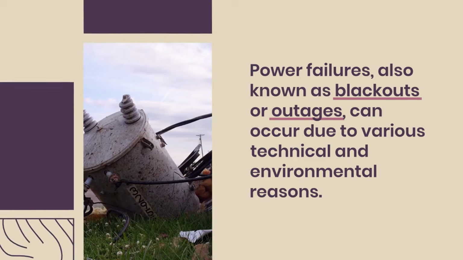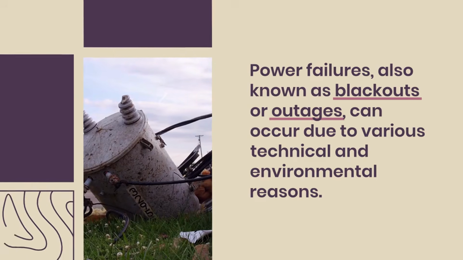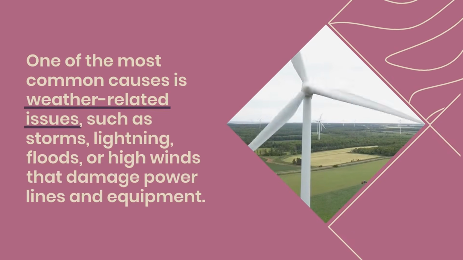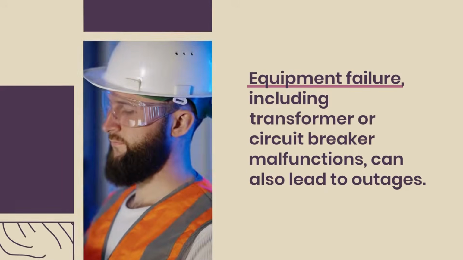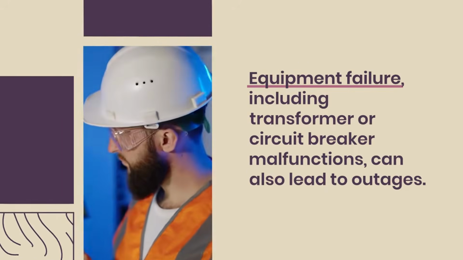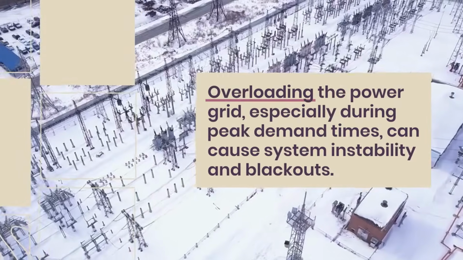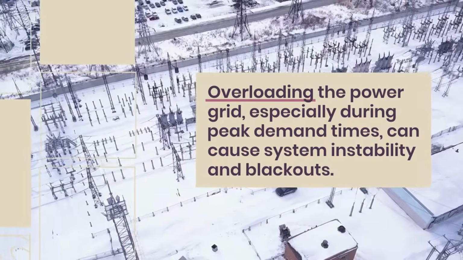Power failures, also known as blackouts or outages, can occur due to various technical and environmental reasons. One of the most common causes is weather-related issues, such as storms, lightning, floods, or high winds that damage power lines and equipment. Equipment failure, including transformer or circuit breaker malfunctions, can also lead to outages. Overloading the power grid, especially during peak demand times, can cause system instability and blackouts.